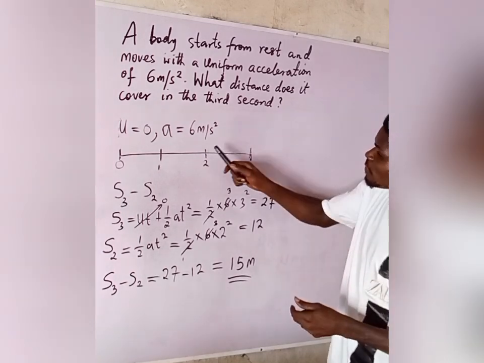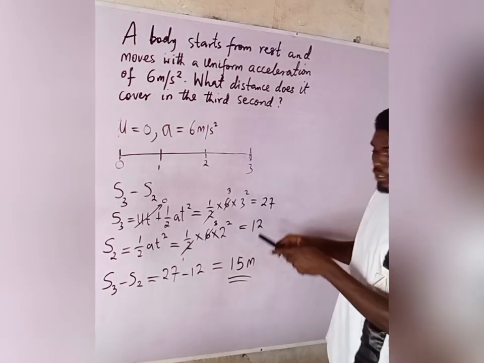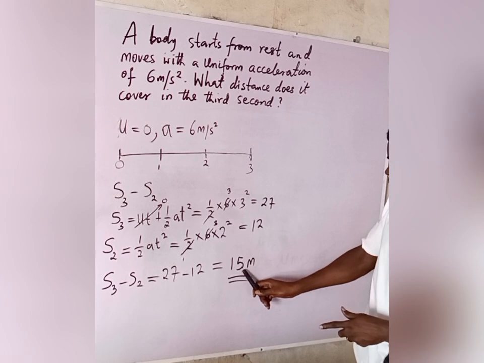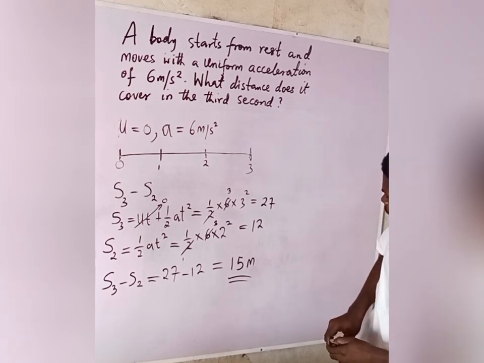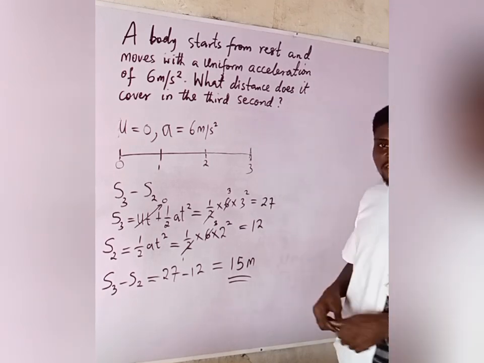So the distance from here to here, the last second, that is the third second, is 27 minus 12, and that is equal to what? Is it really 15? Oh yeah, it should be 15. Yeah, exactly. It is 15. So this is the final answer.